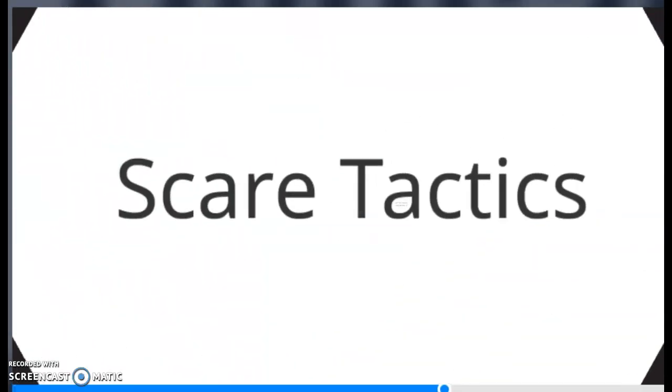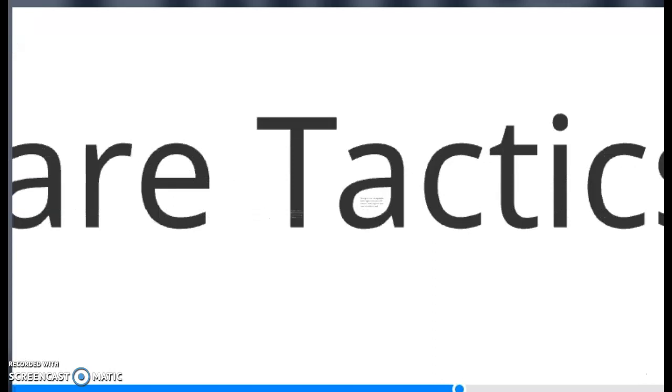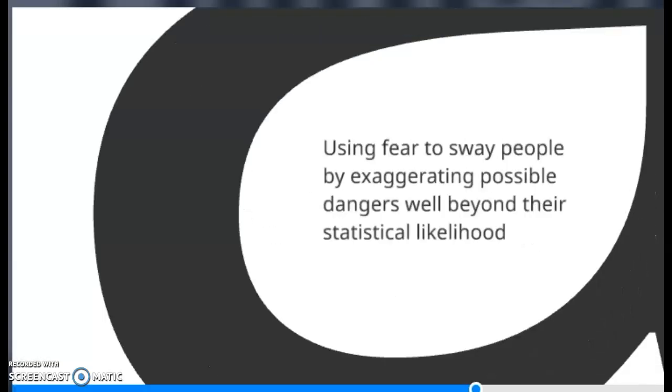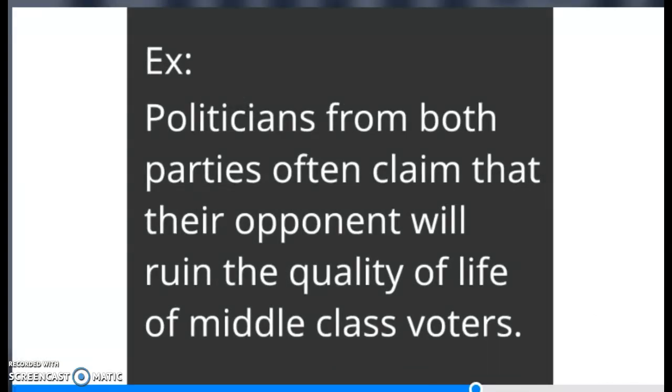Another logical fallacy is the fallacy of scare tactics. This is when somebody uses fear to sway people by exaggerating possible dangers well beyond their statistical likelihood. So politicians from both parties will often claim that their opponents will ruin the quality of life of middle-class voters. We're seeing this in the current election on both sides. Politicians are saying that if you vote for the other candidate, you will destroy America.